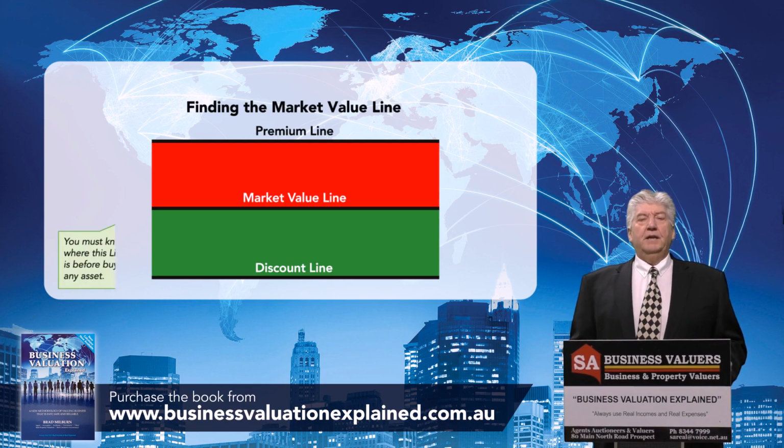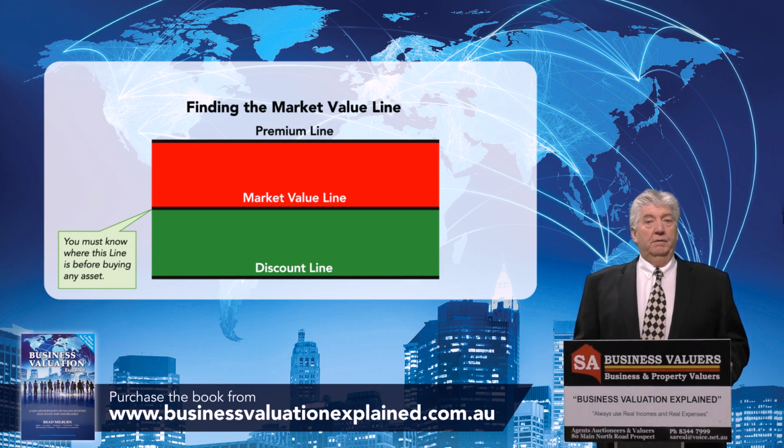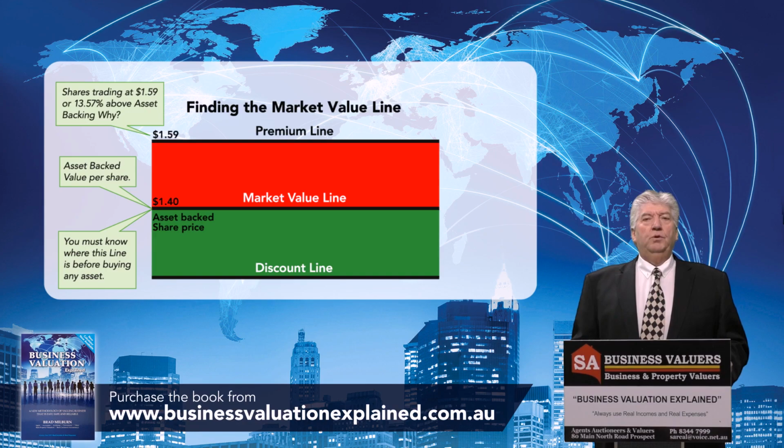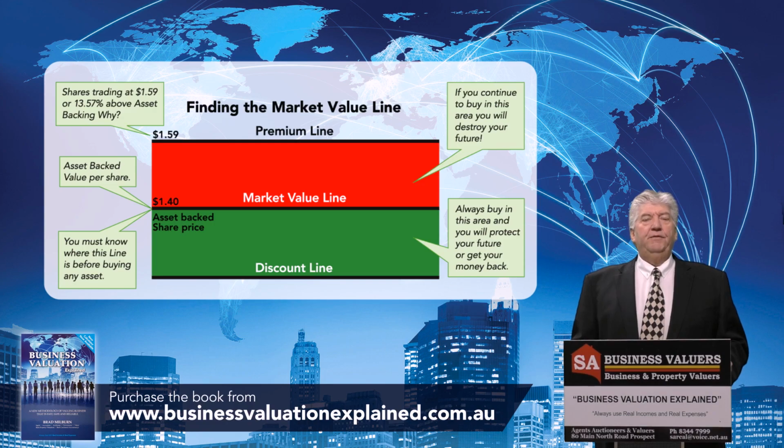Now, finding the share price. If you find that the asset backing of a share is $1.40 and the shares are trading at $1.59, there would be some cause for concern. In other words, you should always buy any asset at or around the market line. But if you find you're paying a premium or a high cost above that, then you should reconsider your investment decision.